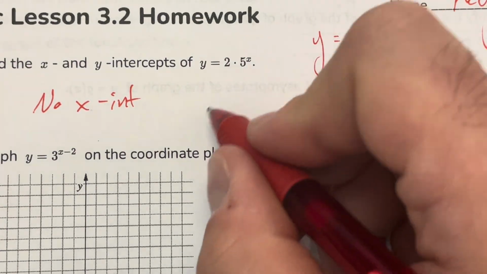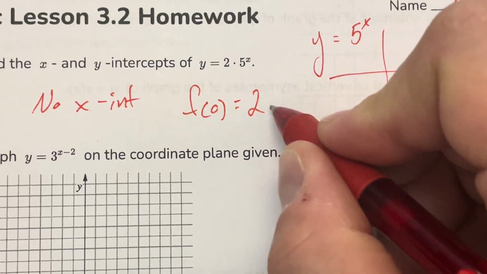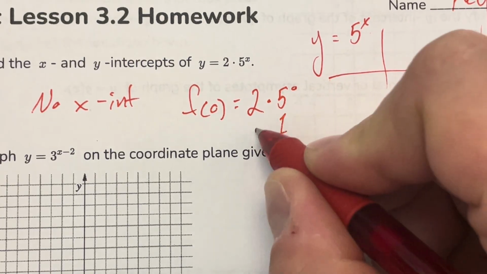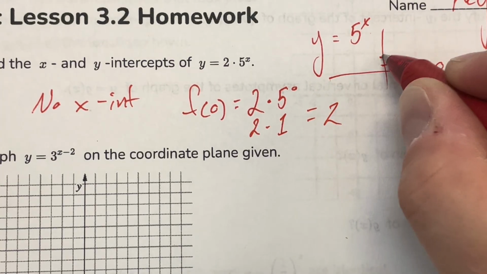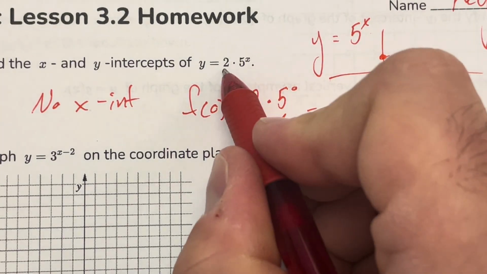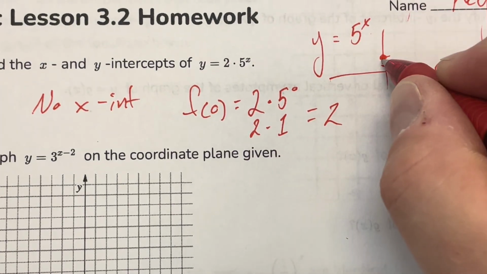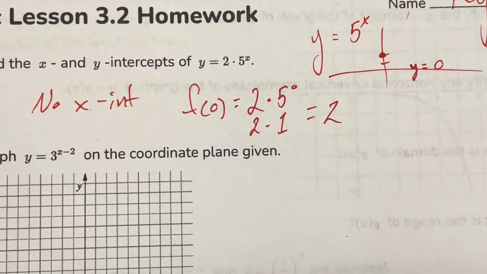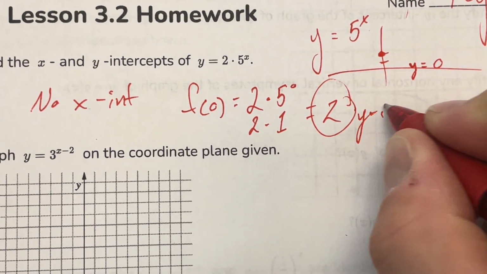However, there is a y-intercept, and so you just go ahead and put 0 into the function. 2 times 5 to the 0 power. Anything to the 0 power is equal to 1, so we just have 2 times 1, which is 2. So at 0, 2, that's its starting value, and then it's going to be growing 5 times each time. So 2 times 5, 10, and then 10 times 5, 50, and that's going to grow. So our y-intercept, that's it.